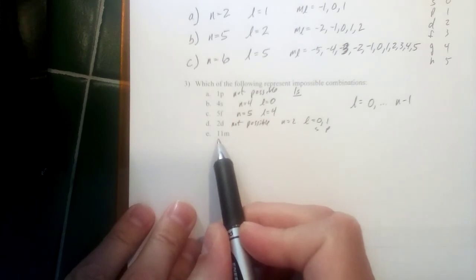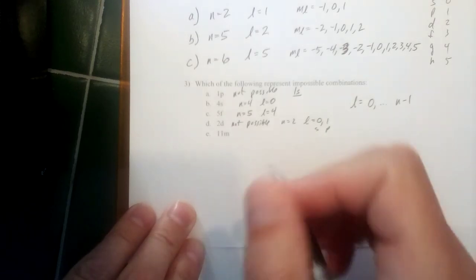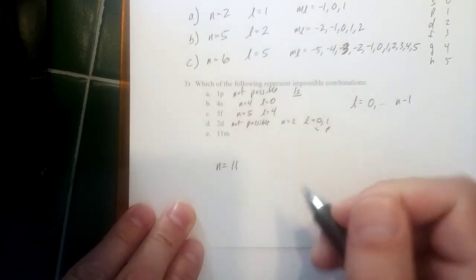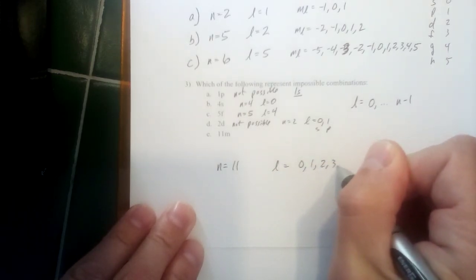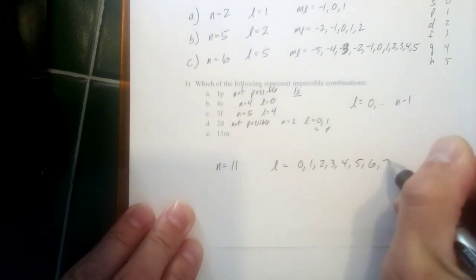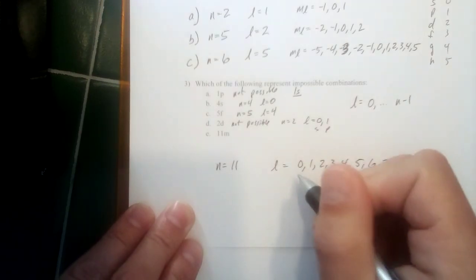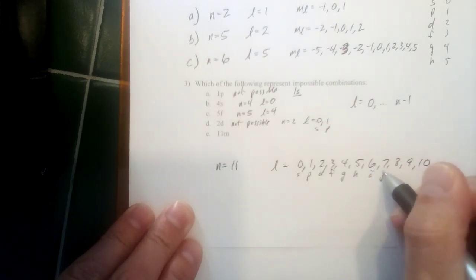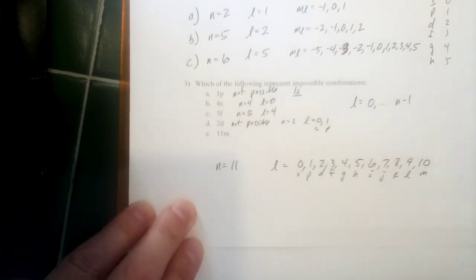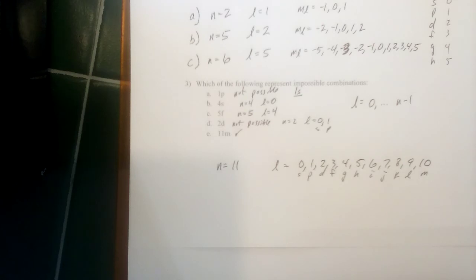And then part E here, 11M. So if we go all the way up to the 11th energy level, is there an M sublevel? So if N is equal to 11, that would mean L can have values of 0, 1, 2, 3, 4, 5, 6, 7, 8, 9, and 10, right? All the way up to n minus 1. And that would be S, P, D, F, G, H, I, J, K, L, M. So that indeed is possible. There would be an 11M sublevel in the 11th energy level.